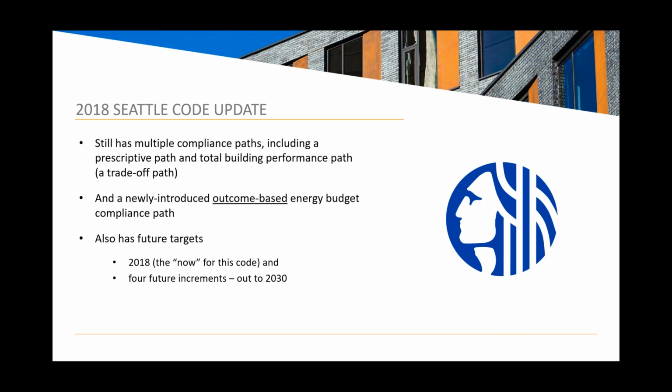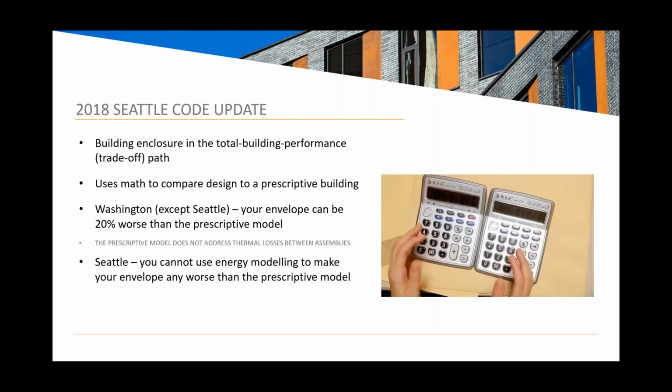The code also contains the value of future targets. So for this code, 2018 is the now, and then there are 4 future increments out to 2030. So for Washington State and Seattle and any other state that would mimic a similar approach, the future targets are set out for the good of the industry participants, just like they are in the BC Energy Step Code. So let's look at the whole outcome-based approach.